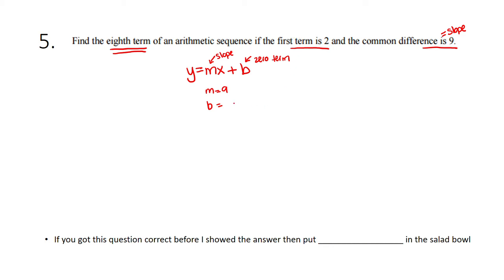So that means we have to do the first term and then we have to do the opposite of the slope, which is minus 9. So it's going to be 2 minus 9. So our b is negative 7. Now we put that together and we have the equation 9x minus 7. We want the 8th term. So the easiest way to do this is to plug 8 into our equation. And we get 65.